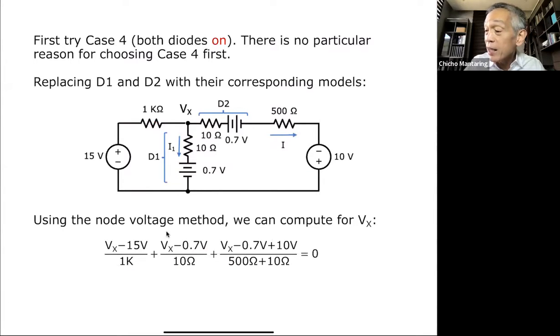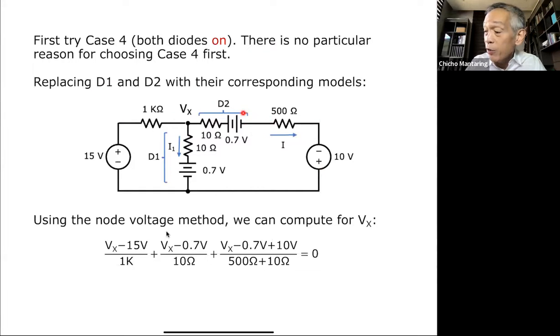You have Vx minus 0.7, minus 0.7. You have a voltage drop left to right, 0.7, plus 10. In effect, I'm combining the sources together. And that should be the voltage across the series combination of 500 ohms and 10 ohms. Or another way of thinking about it is, since these are all in series, I can rearrange the elements.